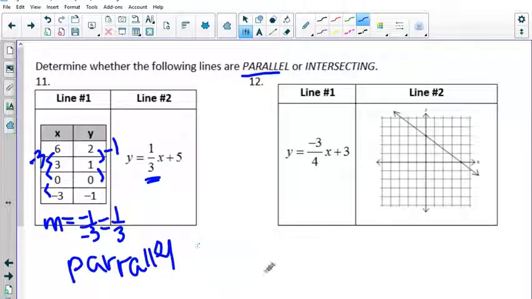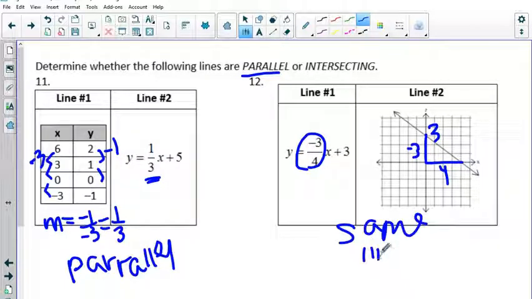Okay. Over here, the slope of this line is negative 3/4. We have to find the slope of this line. So I'm going down 1, 2, 3, and I'm going over 1, 2, 3, 4. So this is a slope of negative 3 over 4, but I'm starting at 1, 2, 3 as my y-intercept. So these two lines are the exact same line, not intersecting.